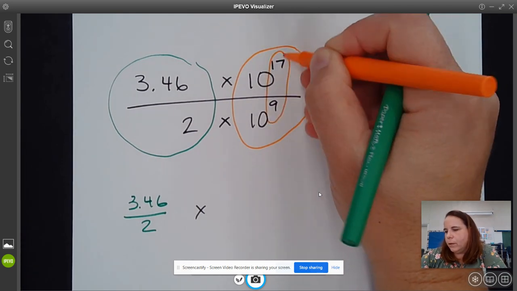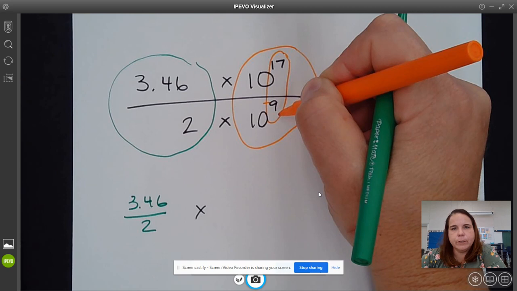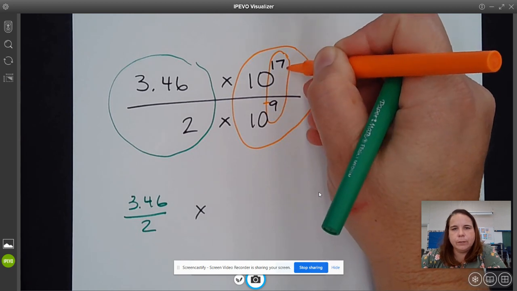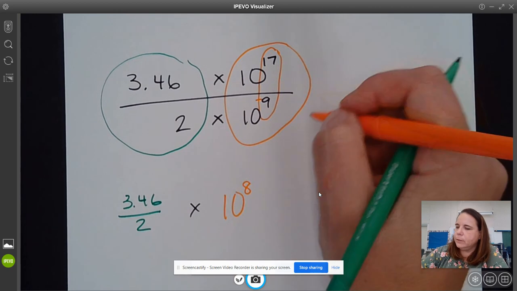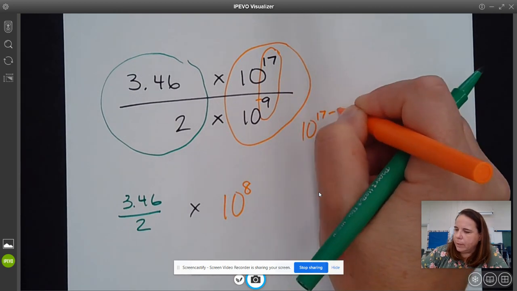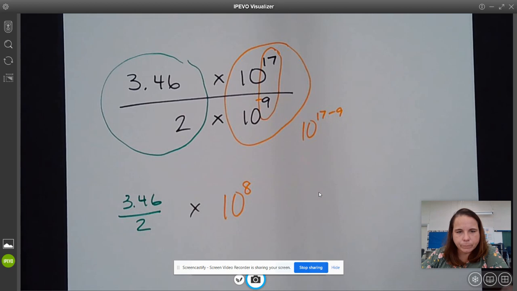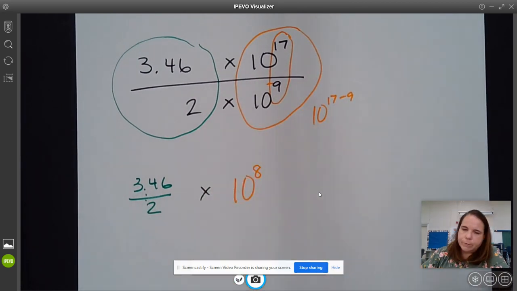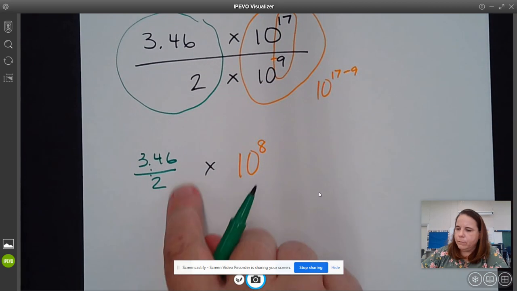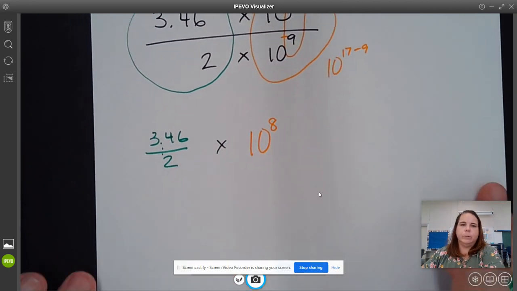These are the same base, right? So we're going to subtract those exponents. So that's 10 to the 8th power, right? This is 10, and 17 minus 9 is 8. So now we have to focus on division, changing the fraction to a decimal.